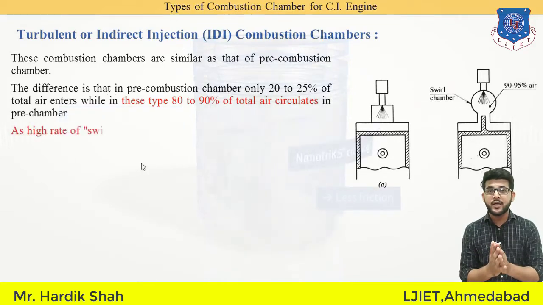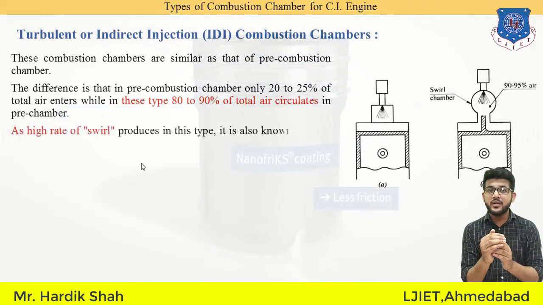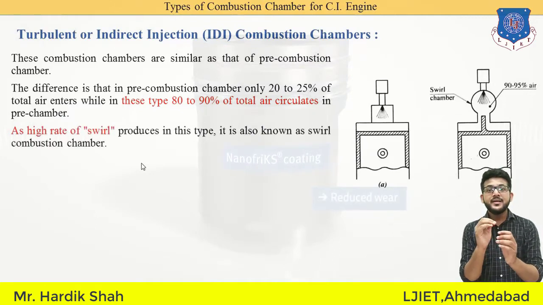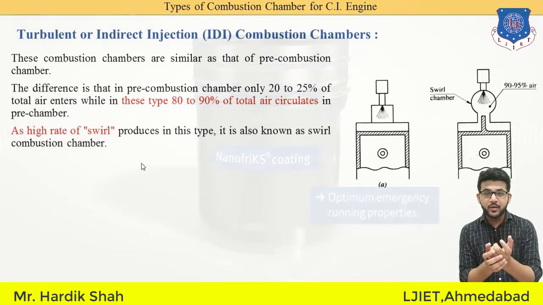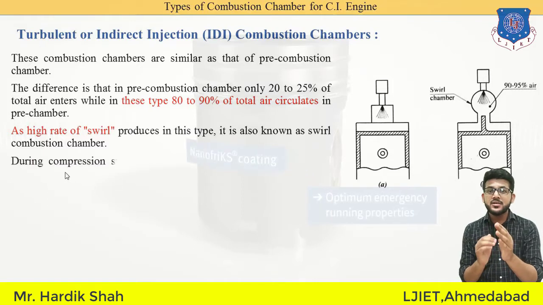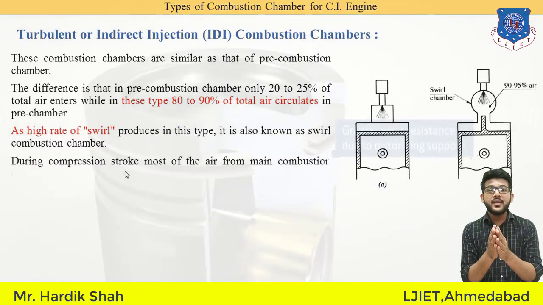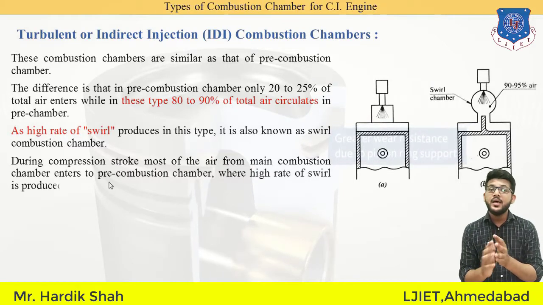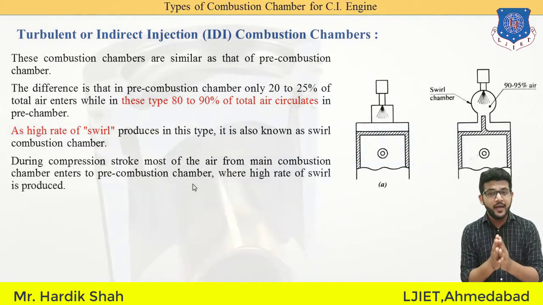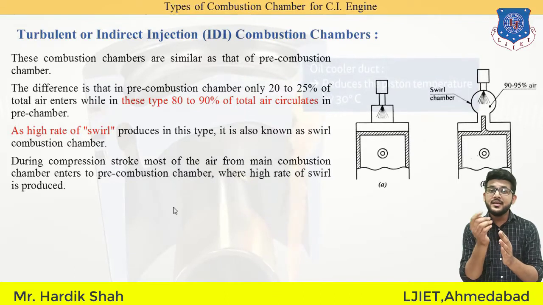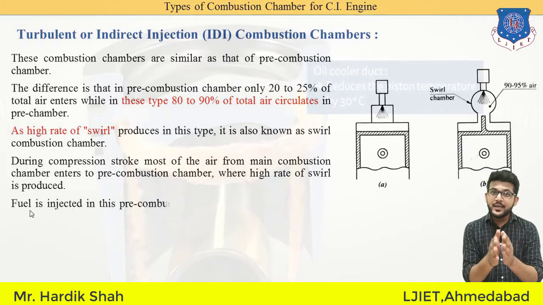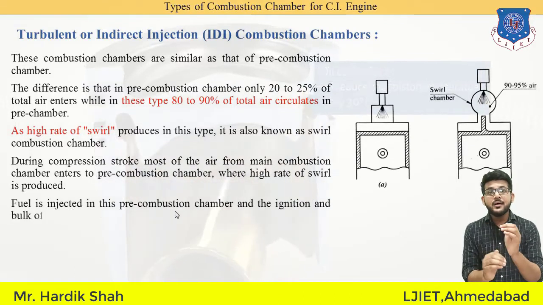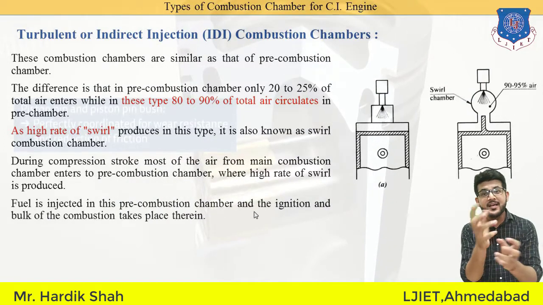That is the only difference. So as high rate of swirl produces in this type, it is also known as swirl combustion chamber. During the compression stroke, most of the air from the main combustion chamber enters into the pre-combustion chamber, where the rate of swirling is very high. So fuel is injected in this pre-combustion chamber, and then the ignition and the bulk of combustion takes place there.